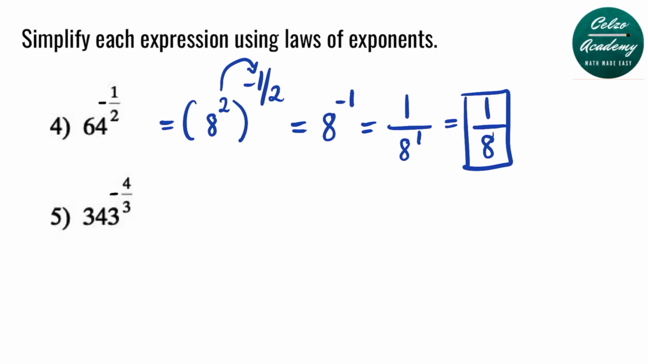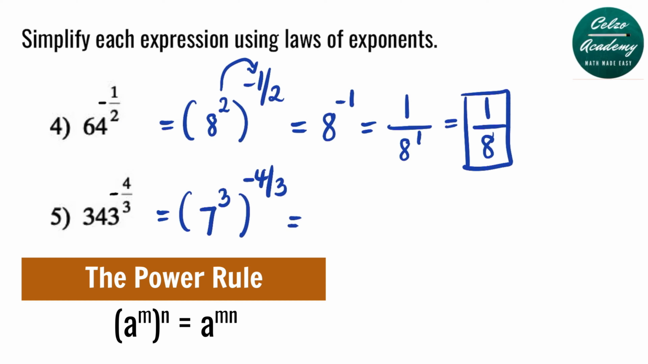Question 5. 343 to the power of negative 4/3. Step 1 is to rewrite 343 using power of 3 or a multiple of 3. 343 is the same thing as 7 to the third power. Using the power rule, we will keep base 7 and multiply 3 times negative 4/3. 3 times negative 4 is negative 12. Negative 12 divided by 3 is negative 4.